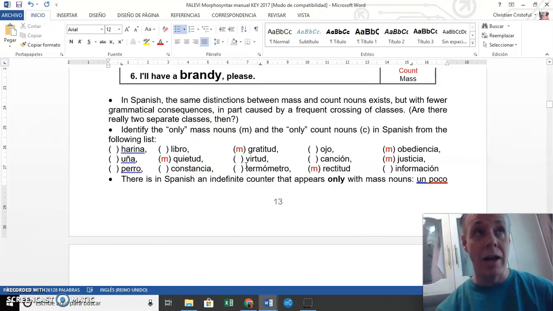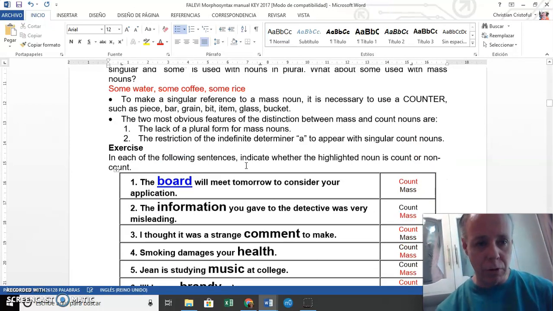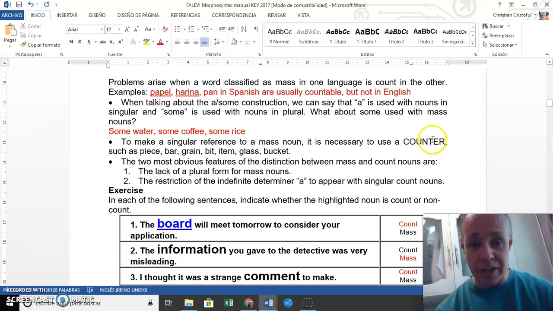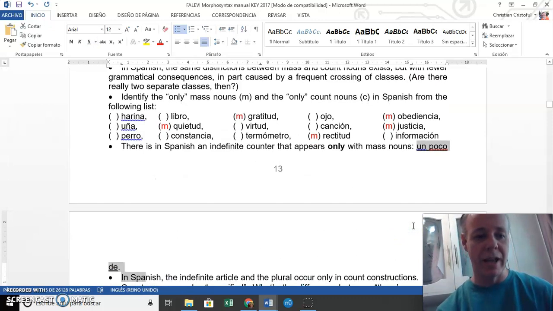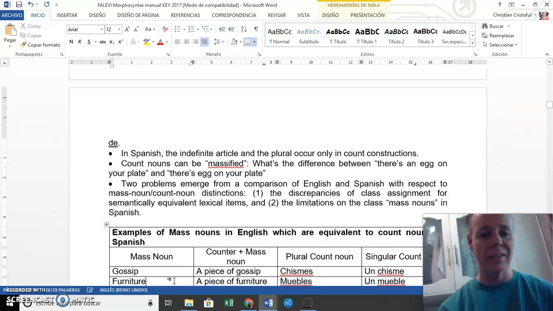Do we have, what do you call it, a counter in Spanish? Yes, we have the word un poco de. Un poco de. The only counter that we have. And in this, a counter for mass nouns is un poco de. Un poco de harina, un poco de arroz, etc., etc.